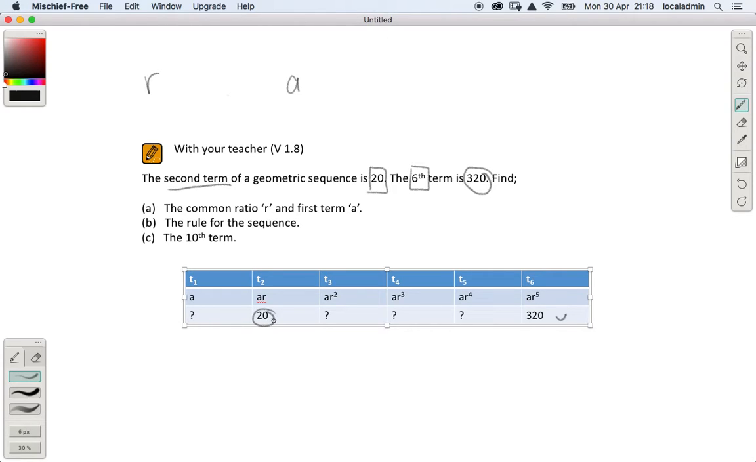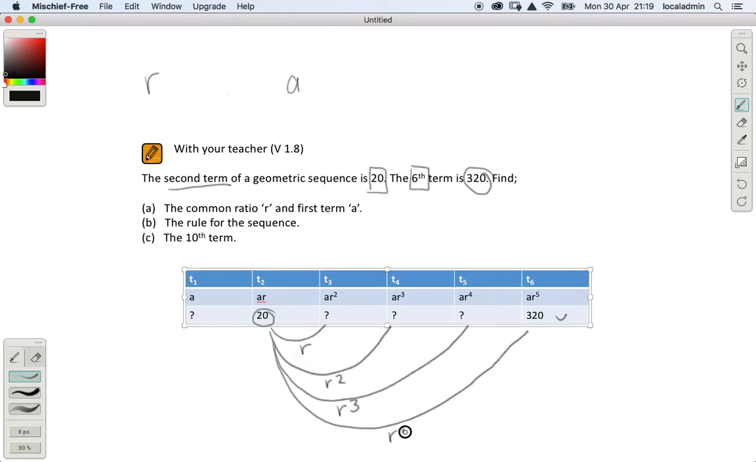So in order to get from here to here, we need to multiply by 1 r, that's just 1 r, and because we want to go further than that, we need to multiply by a second r, which is 2 r's, and to get from there to there, from the second to the fifth, we need to multiply by 3 r's, and last but not least, to get from term 2 to term 6, we need to apply 4 r's. Okay, so whatever r is, 20 times r gives us term 3, times r gives us term 4, times r gives us term 5, times r gives us term 6.